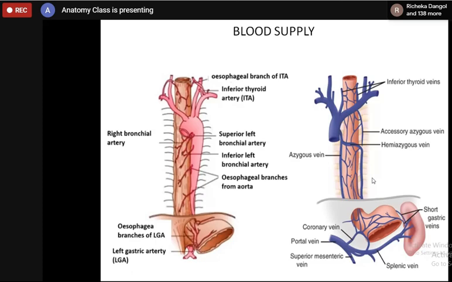When talking about the blood supply of the esophagus, three different parts of the esophagus are supplied by three different arteries. Firstly, the cervical part of the esophagus, as it is present within the neck region, is supplied by esophageal branches of the inferior thyroid artery, which in turn is a branch of the subclavian artery. So simply remember, esophageal branches of the inferior thyroid artery supply the cervical part of the esophagus.